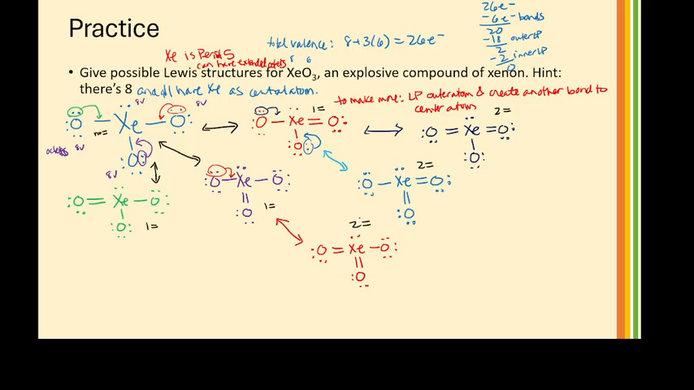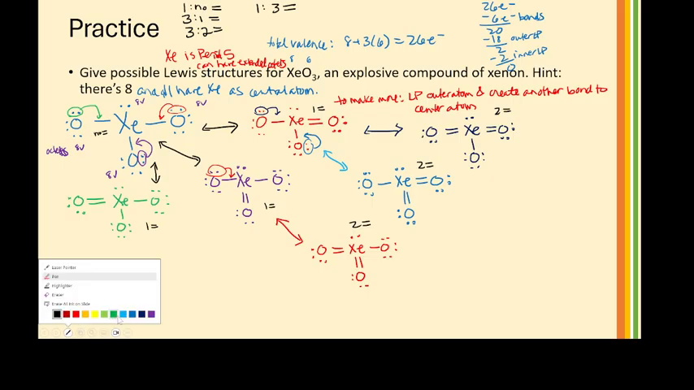So I have 1 structure, no double bonds. 3 structures with 1 double bond. 3 more structures with 2 double bonds. And that's 3, 6, 7. That's my 7th one. At this point, I could also make 3, right? It's pretty clear I could make one more with 3 double bonds. And it doesn't matter which one I choose.